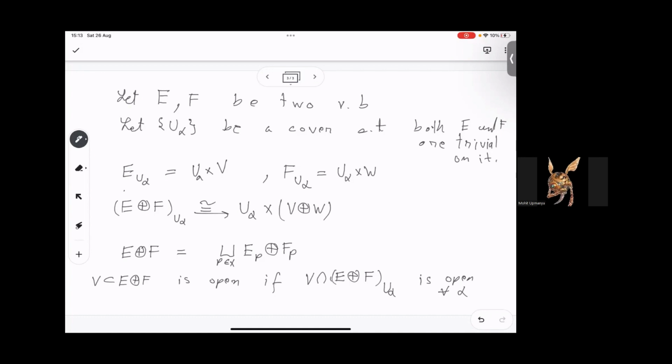So if there is any question, please ask. I will be very happy to answer. And this is open. And so the only real conflict, as we just talked about, is what happens on the intersection. So on the intersection, what is happening is that we have E direct sum F on U alpha intersection U beta. This is isomorphic to U alpha intersection V beta.